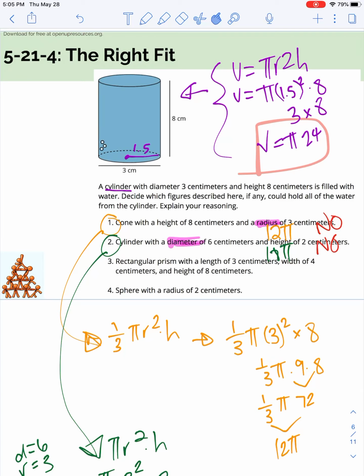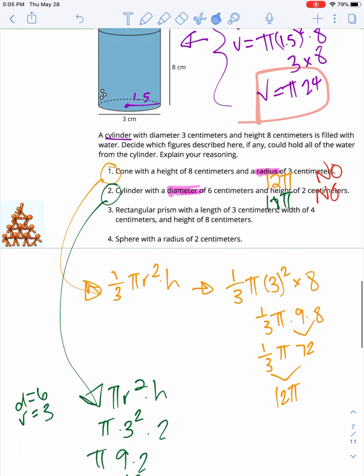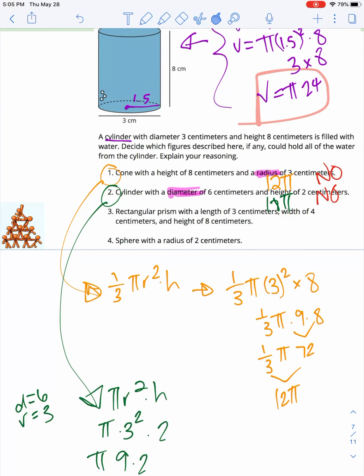I hope that makes sense. So for 3 and 4, you do the same exact thing. And then if you get 24 or bigger, so if you get 24 or 25 or 26 or 50 or whatever, then you're going to say yes, because it could hold all 24, if that makes sense.